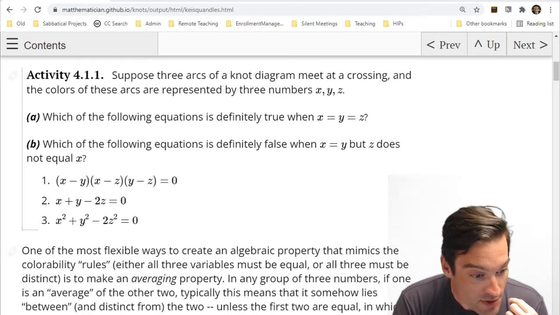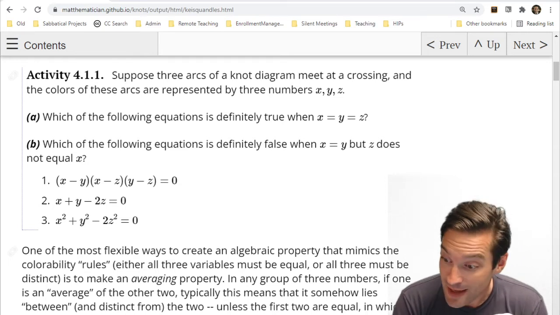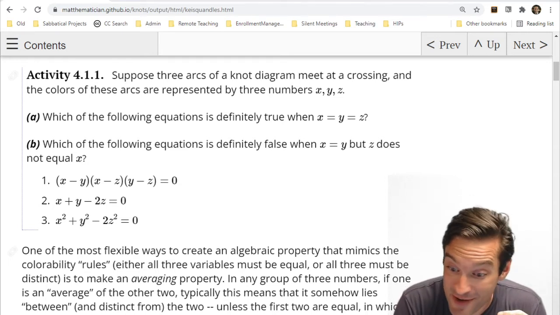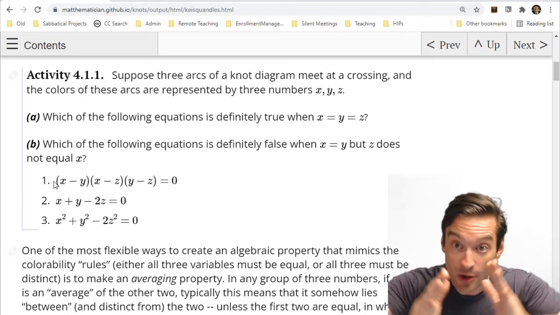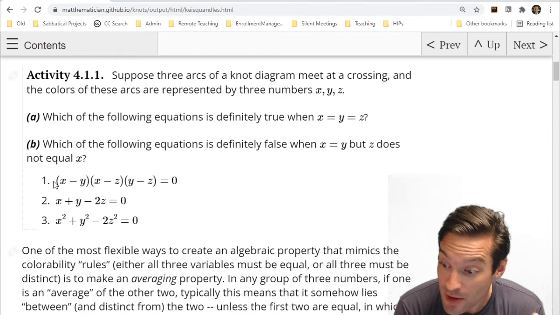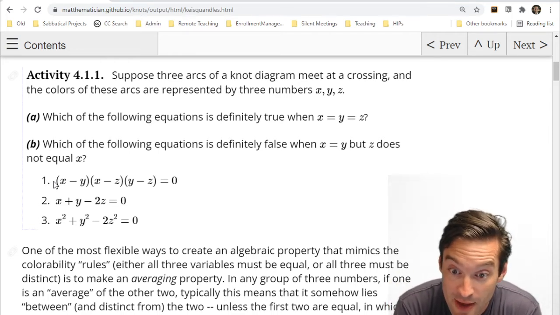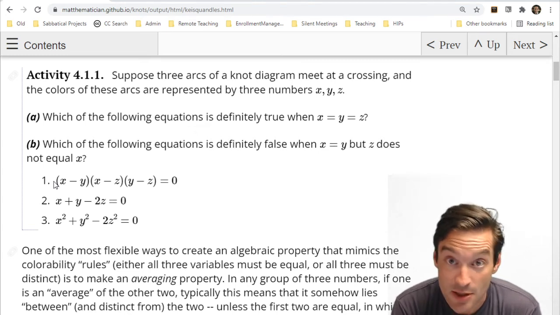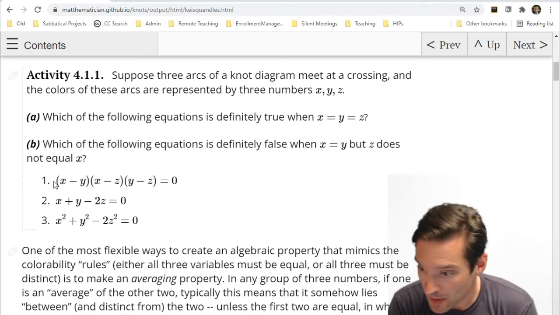So what you noticed about the first equation is that if x and y are the same, it doesn't matter what z is. Because if x and y are the same, this first factor, this x minus y factor, is automatically going to be 0 and 0 out the whole left-hand side. So this first equation does not discriminate in the case where x and y are equal and z must be different. That's not necessarily true. If x is equal to y, then it doesn't matter what z is. Z can be absolutely anything.